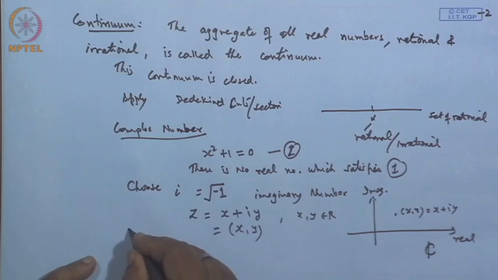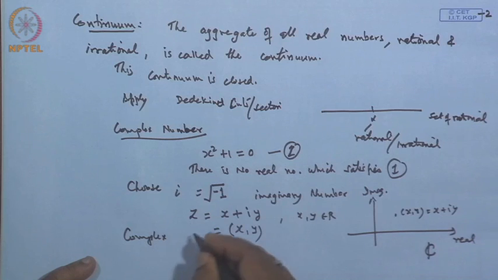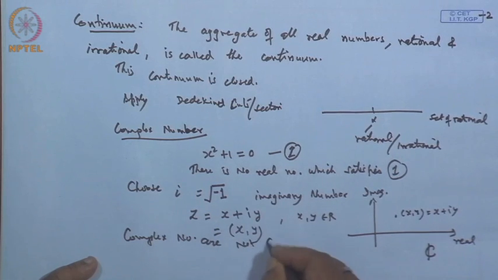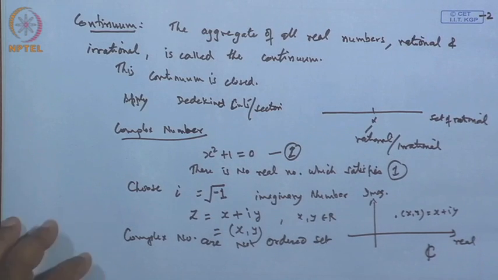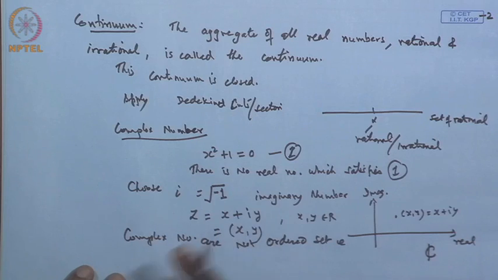In fact, the complex numbers are not an ordered set, which means that no order can be defined. If z 1 and z 2 are two complex numbers, you cannot say z 1 is greater than z 2 or z 1 is less than z 2.